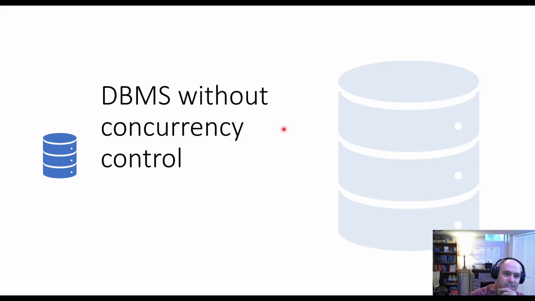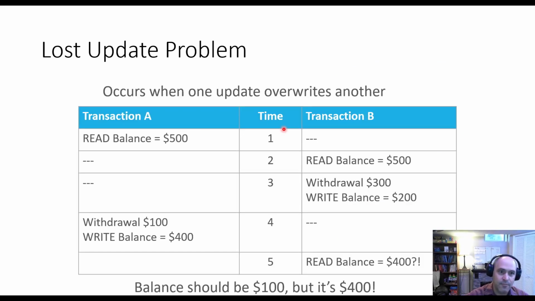So how do DBMSs deal with concurrency control? Well, what is life like when they don't have concurrency control, I guess, is the first thing we want to look at. Let's think about this. We have a problem called lost update, and lost update occurs when one update overwrites another. So if we didn't have concurrency control, what can happen is something like this.